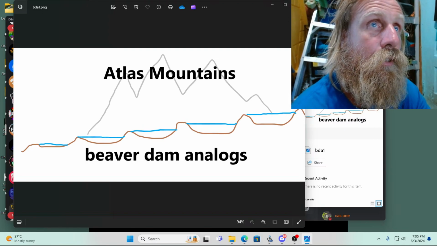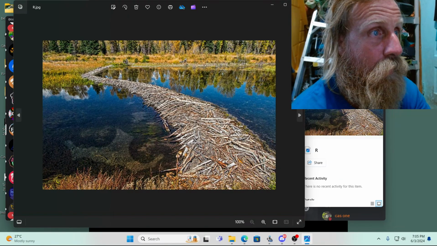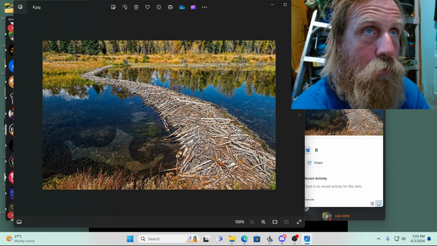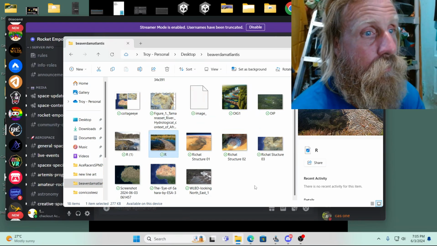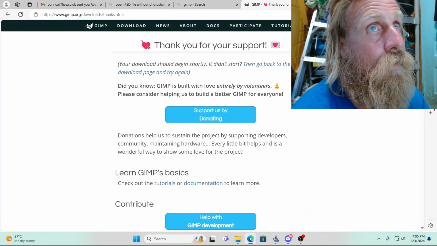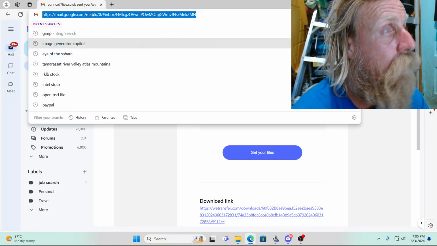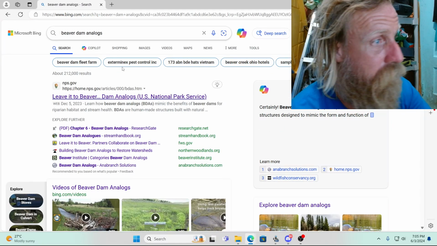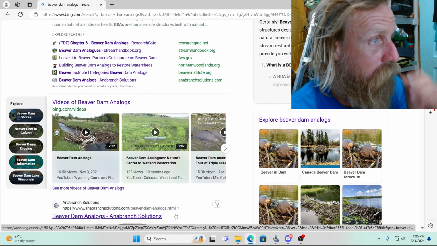The suggestion is that, yes, this is a beaver dam made by beavers, but what I'm really talking about is beaver dam analogs. And beaver dam analogs are very different. Let me try to look up some beaver dam analogs really quick. Because beavers have a different objective than humans. So here's a beaver dam analog video on the pictures.